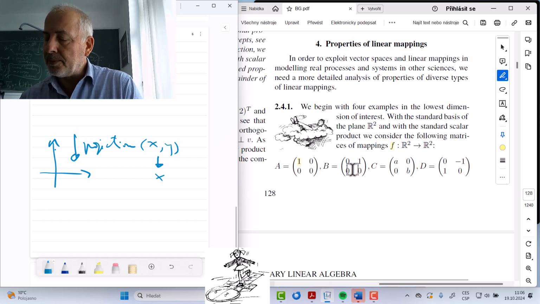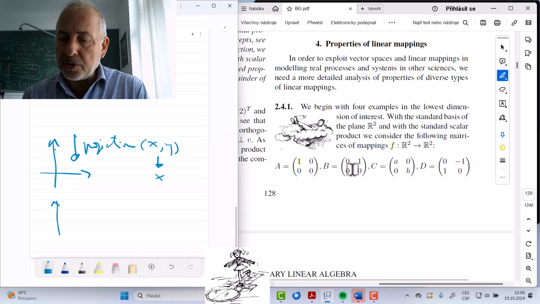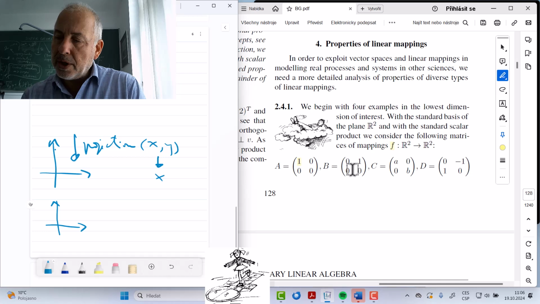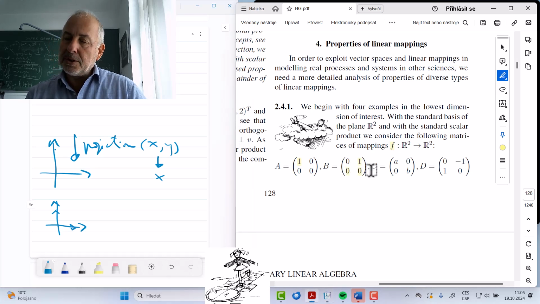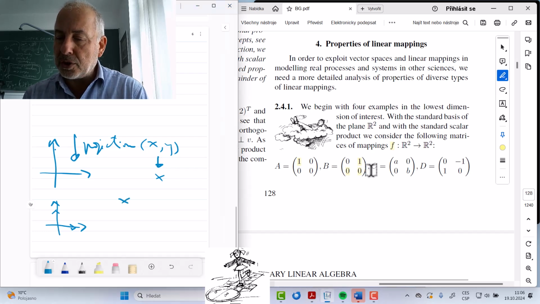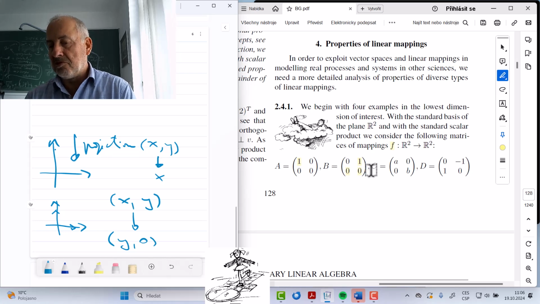What about the second one? The second one does a slightly different thing. So it takes the second coordinate and puts it into the first coordinate. So it takes this vector and moves it to this vector, so that's this one. And as the second coordinate it provides 0, so it will be x, y, and it's mapped into y, 0. Why not? But it's a quite different mapping, you see, it's a very much different mapping.